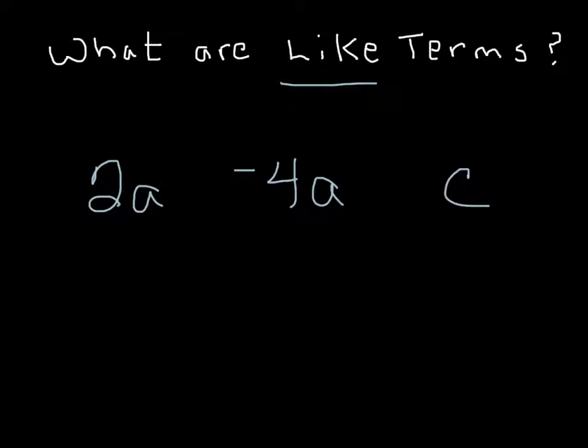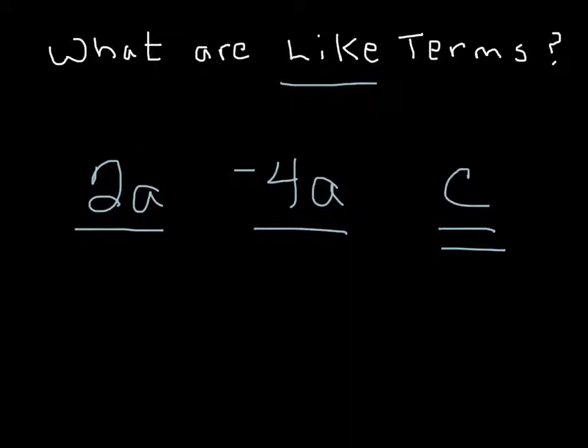They're simply terms that have the same combination of letters. So in other words, notice this one and this one both just have an A. So these are what we call like terms. Now this one, the C, is different from the other two because it has the letter C.